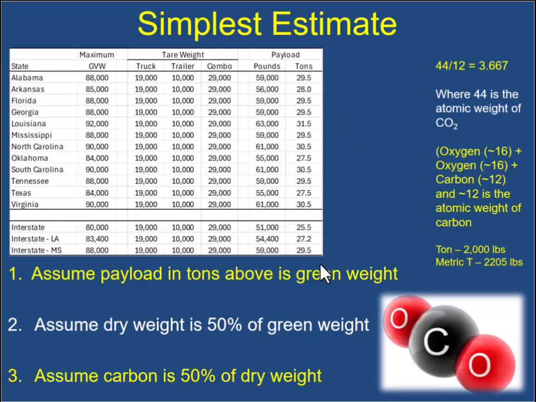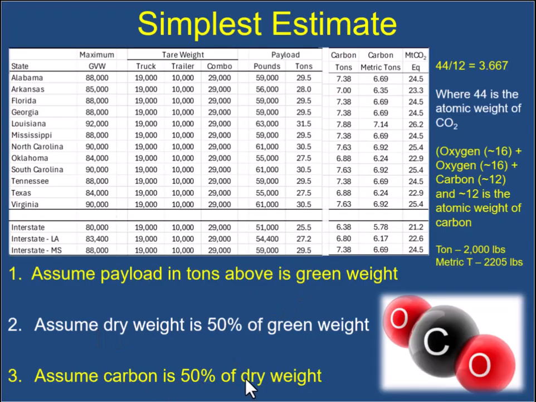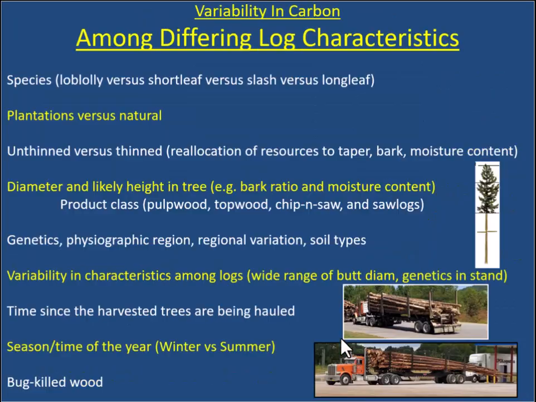So let's just assume it's green weight, and then we're going to assume that dry weight is 50% of the green weight, and that 50% of the dry weight is carbon, that basic assumption that we always make. So here's our carbon in tons, 2,000 pounds, and here's our carbon in metric tons, 2,204.6 pounds. And then we can get our metric ton CO2 equivalent based on, you've probably seen this conversion factor of 3.667, the molecular weight of CO2, 16 plus 16 for the 2 oxygens plus 12 for carbon, and you're in carbon, so then you multiply the carbon metric tons by 3.667 to get your metric ton CO2 equivalent. So that's the simplest.